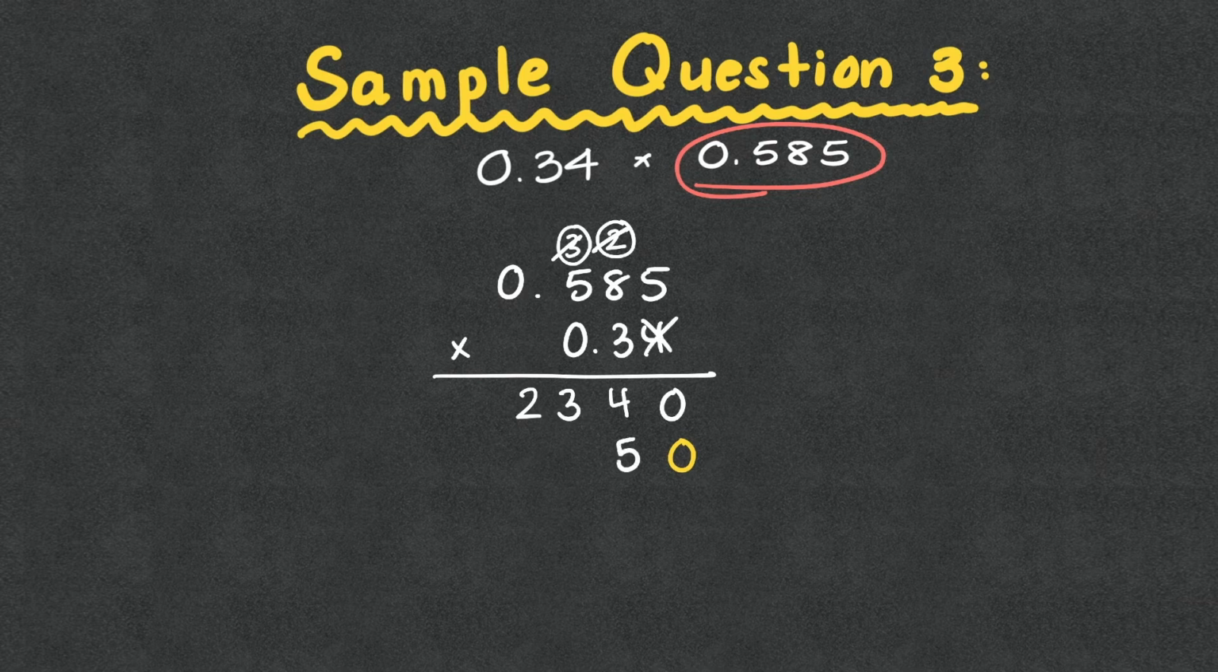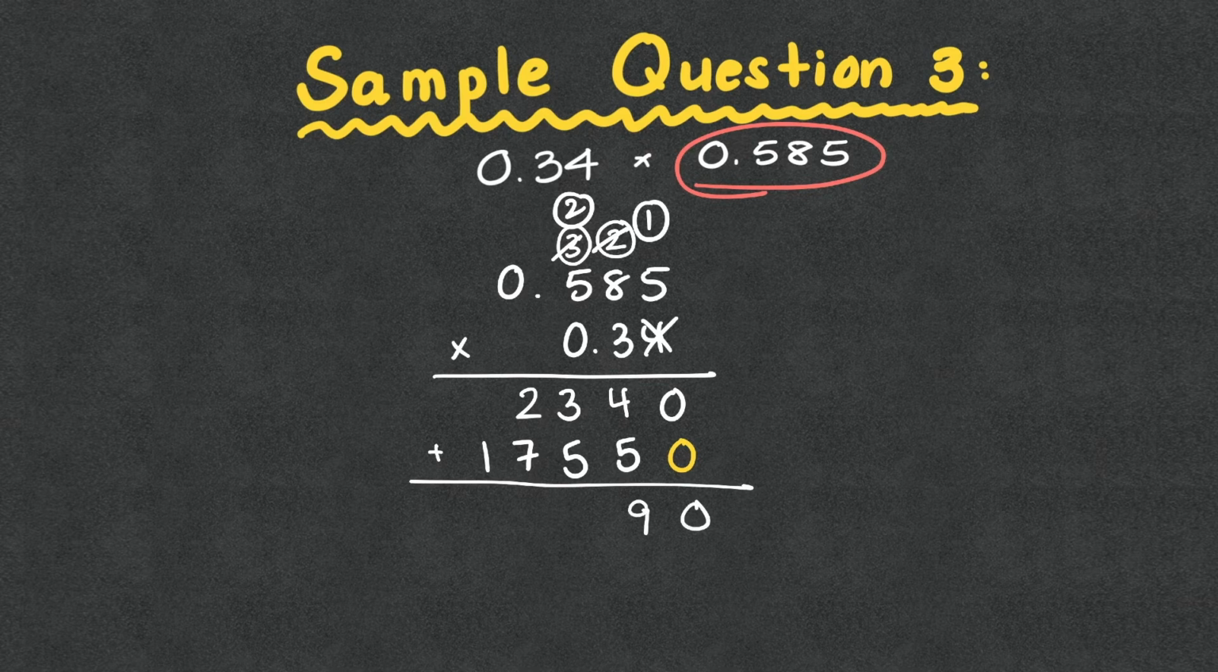3 times 5 is 15, drop the 5, carry the 1. 3 times 8 is 24, plus 1 is 25. Drop the 5, carry the 2. 3 times 5 is 15, plus 2 is 17. Now we have all of our digits, so we can add them together. 0 plus 0 is 0. 4 plus 5 is 9. 3 plus 5 is 8. 2 plus 7 is 9. And we bring down our 1.